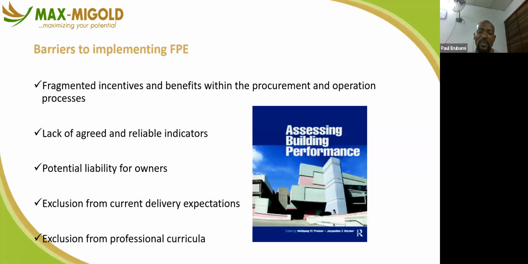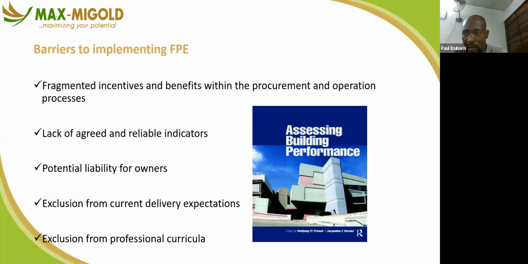What are the barriers? What are the challenges you face when you are implementing your facility performance evaluation? Fragmented incentives and benefits within the procurement and operation processes. That is, lack of agreed and reliable indicators, because you are saying this is what you can put in place and occupants are requesting something else. So there might not be particular reliable indicators there.